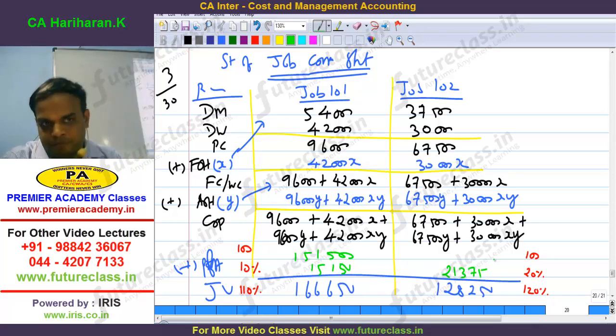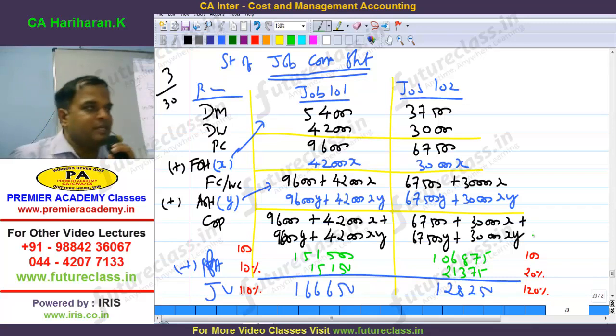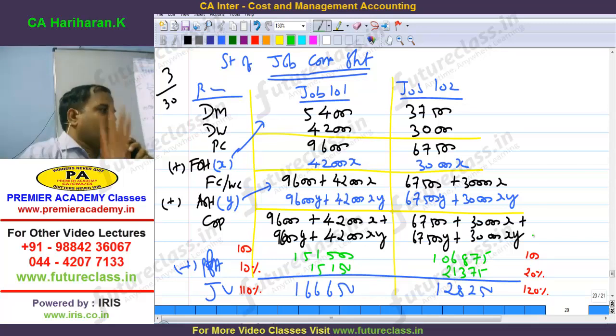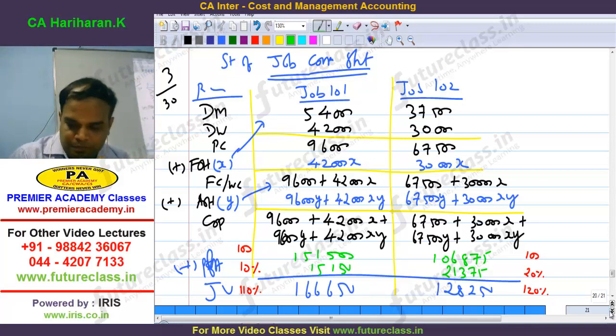21,375. 1 lakh 106,875. How many of you understood this? It's a job cost sheet format only. Able to follow or not? Clear? Now, shall we go to the next one?